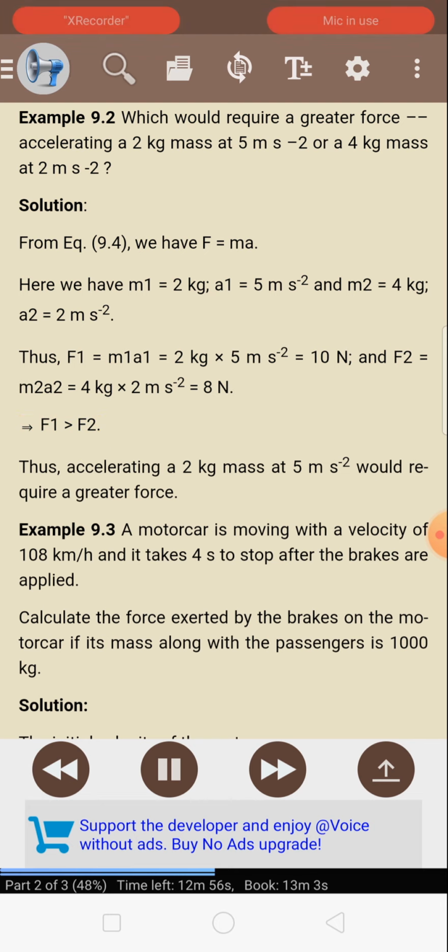Example 9.3. A motor car is moving with a velocity of 108 kilometers per hour and it takes 4 s to stop after the brakes are applied. Calculate the force exerted by the brakes on the motor car if its mass along with the passengers is 1000 kilograms.